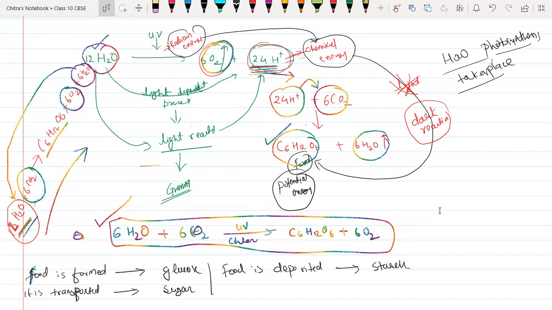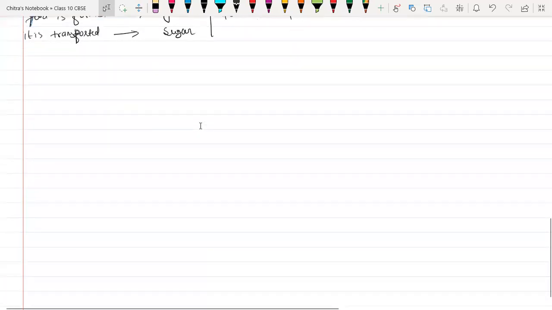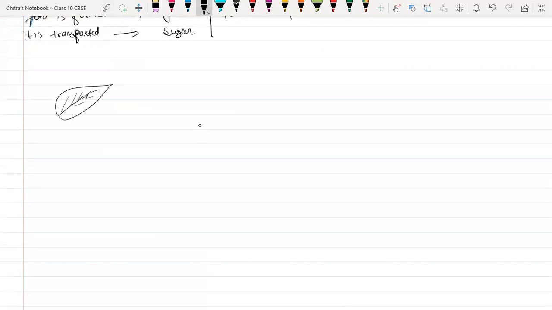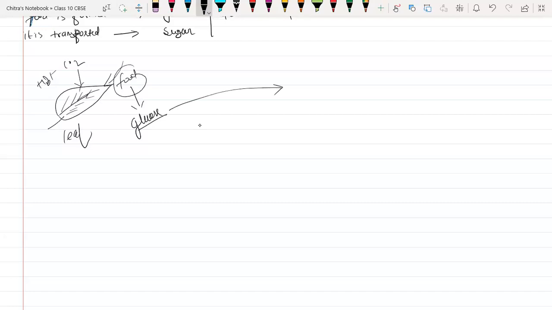Sir, can you once again explain how food is formed and transported, step wise? Okay, see here. Food is formed in the leaf. CO2 and water are used to perform photosynthesis and form food. So in the leaf, food is formed in the form of glucose. Then food is transported to the various parts of the plant for their use or for deposition.